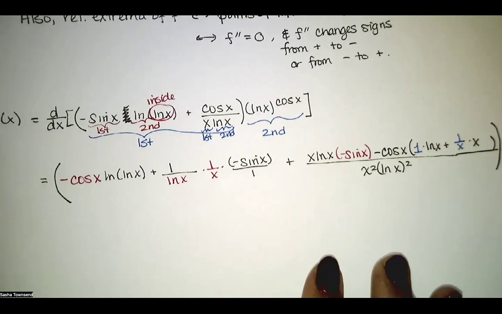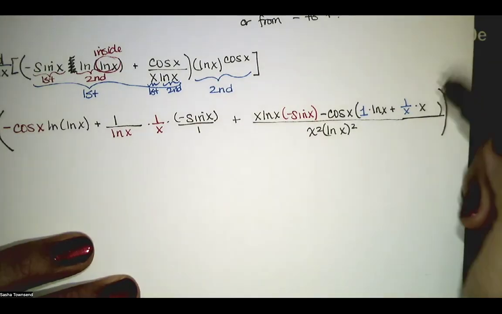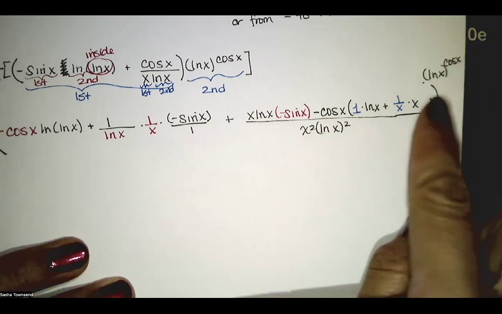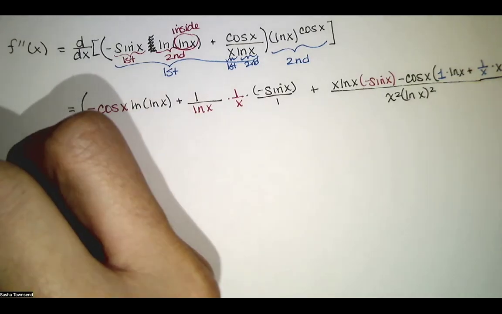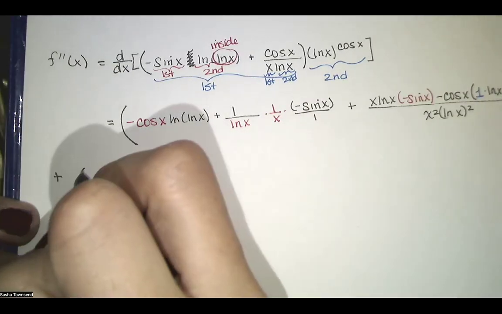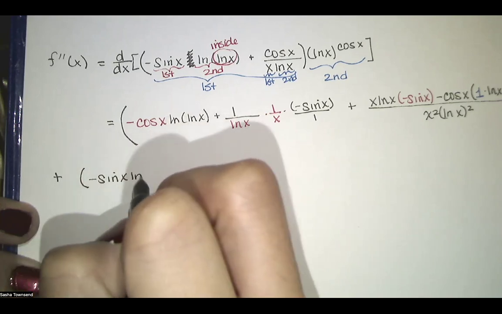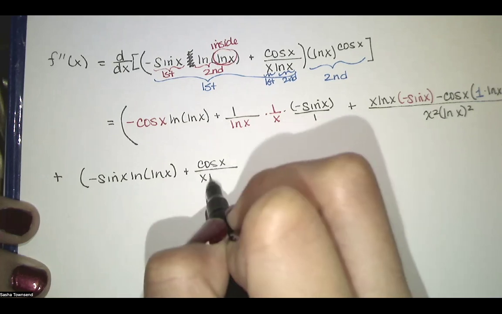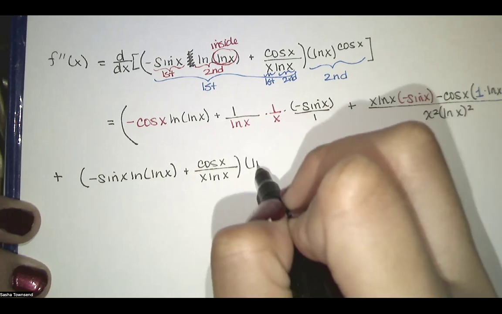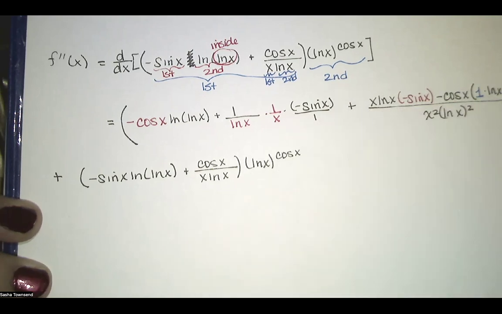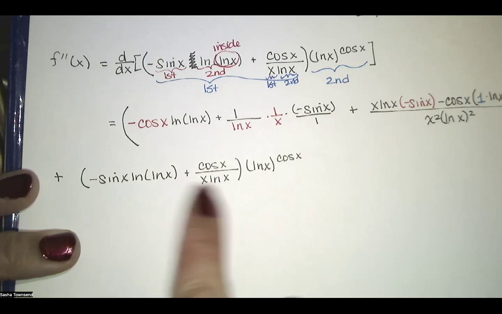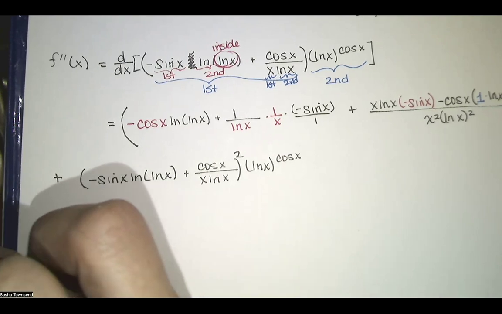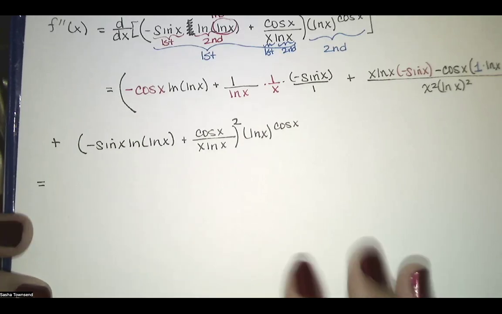And we're multiplying that by natural log of x raised to the cosine of x. Derivative of the first times the second plus the derivative of the second, which is actually our first derivative, times the first, which is just this factor again. That's a lot, but we'll try to simplify.